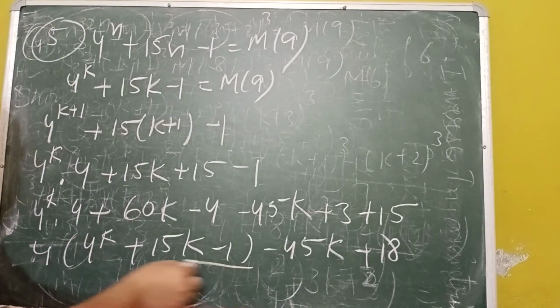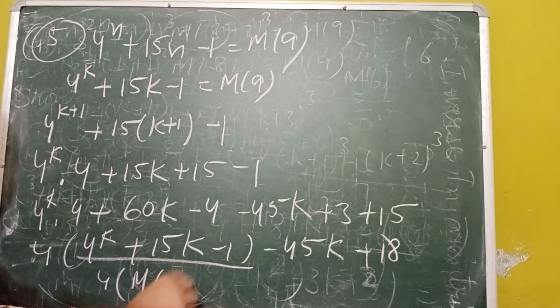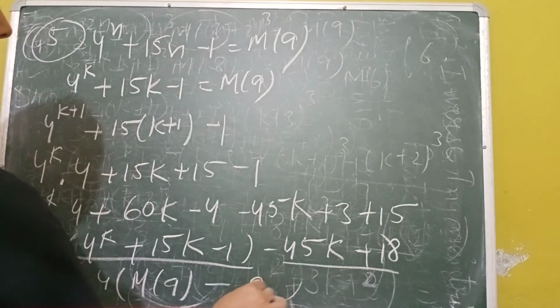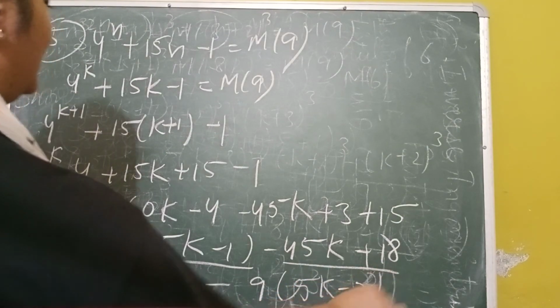As you know that this one already we know it's a multiple of 9. So 4 into multiple of 9, and here also we can take 9 common outside. So it will be 5k minus 2.